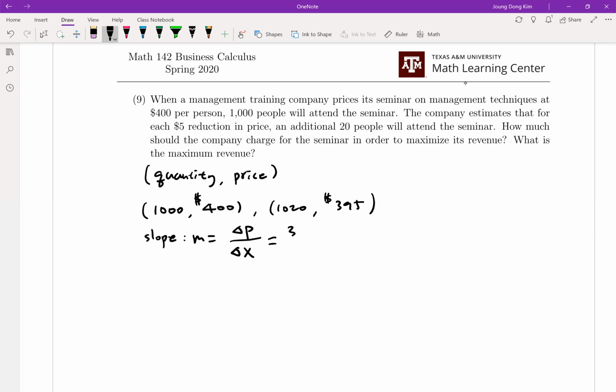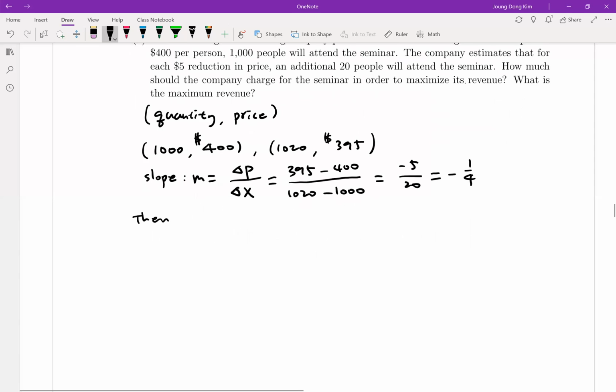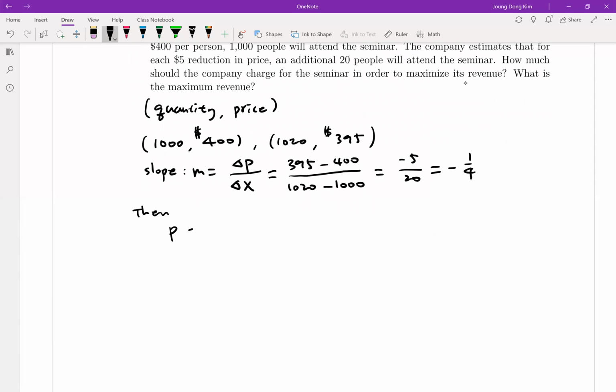Delta P is 395 minus 400 over 1,020 minus 1,000, which is negative 5 over 20, and that is negative 1 over 4. That is the slope. Then we can set up the price equation, which is P equals slope times quantity plus B. And to find B, we can use either point. Let me try to use 1,000 comma 400.